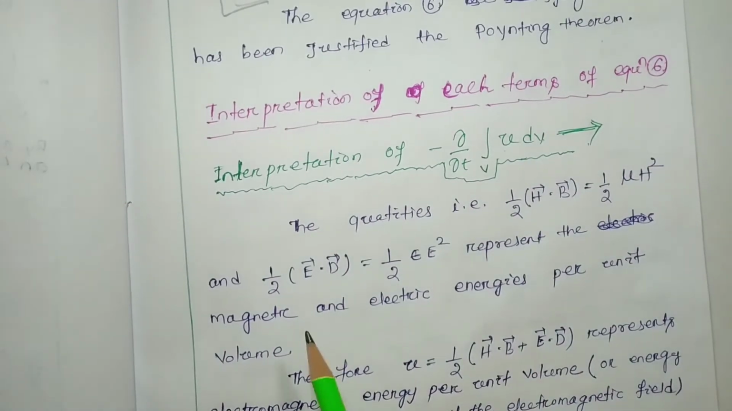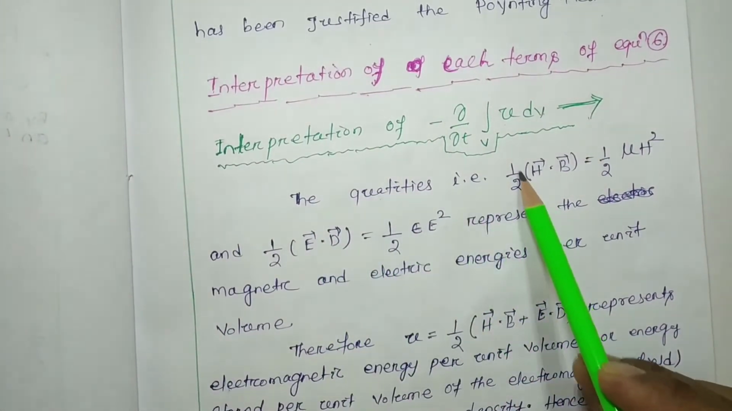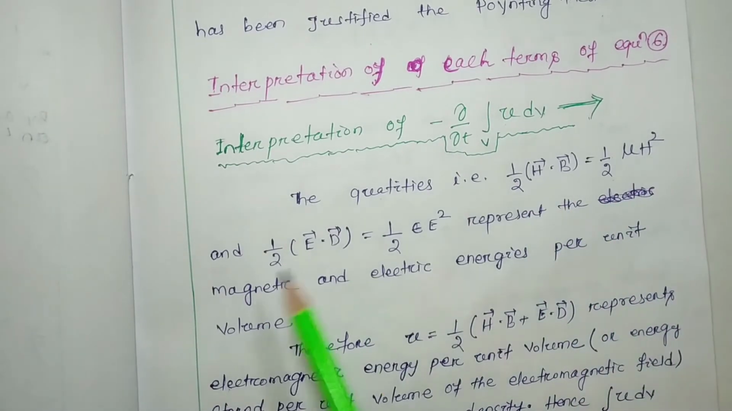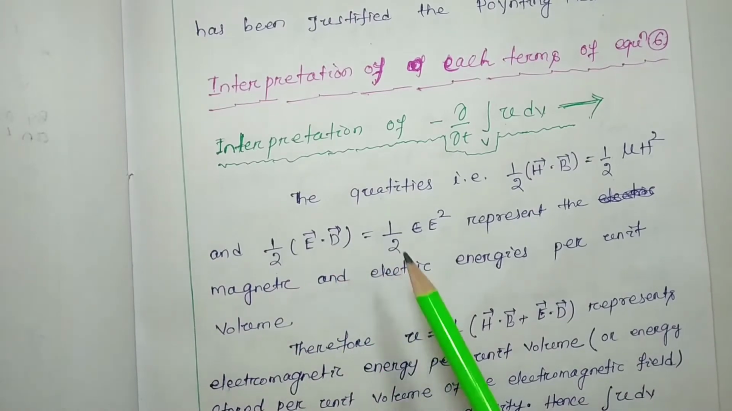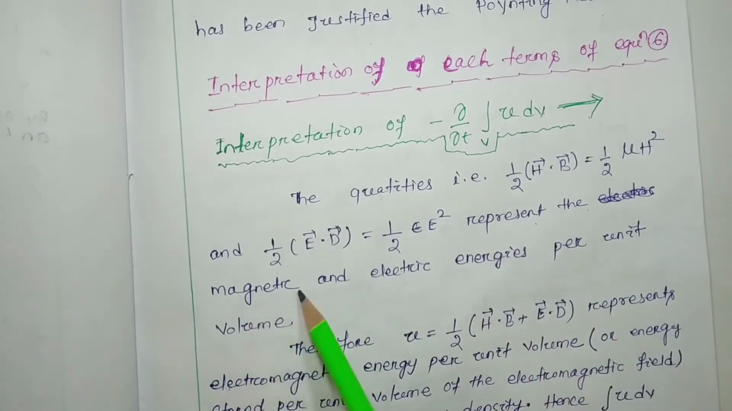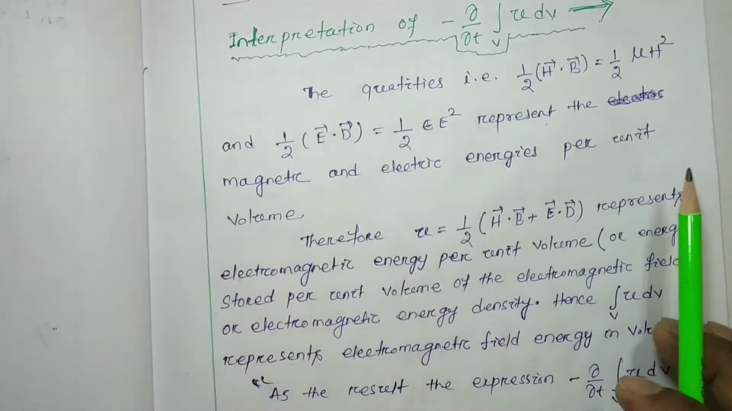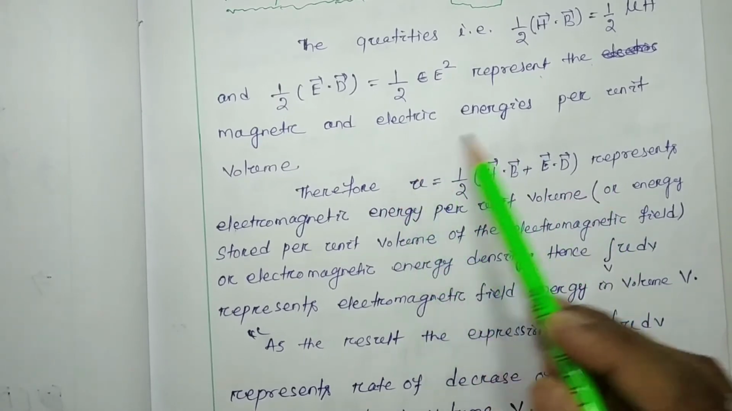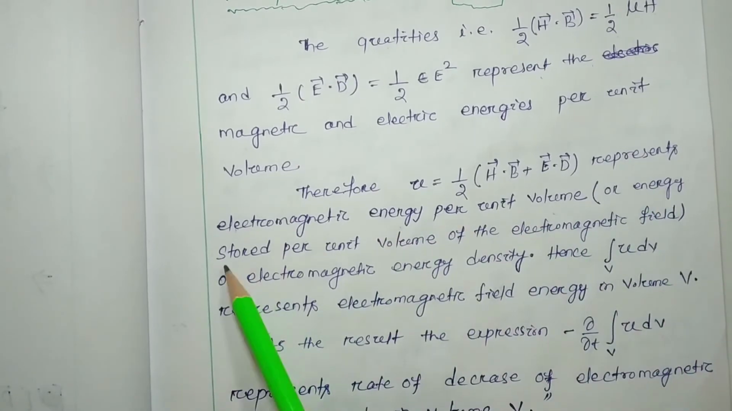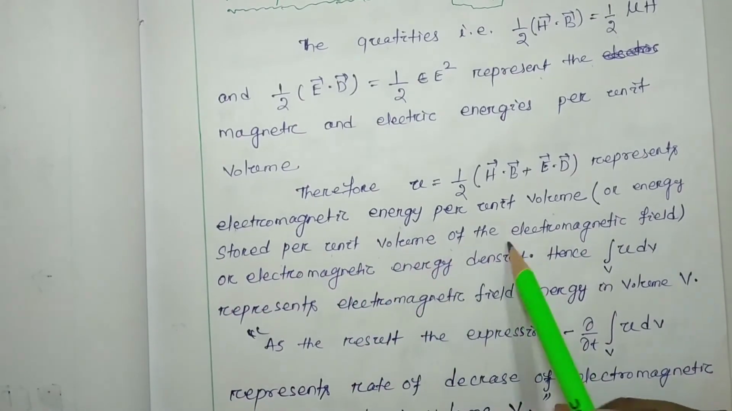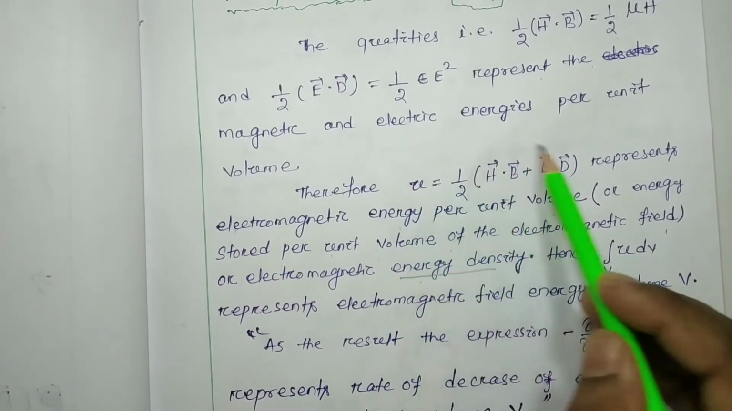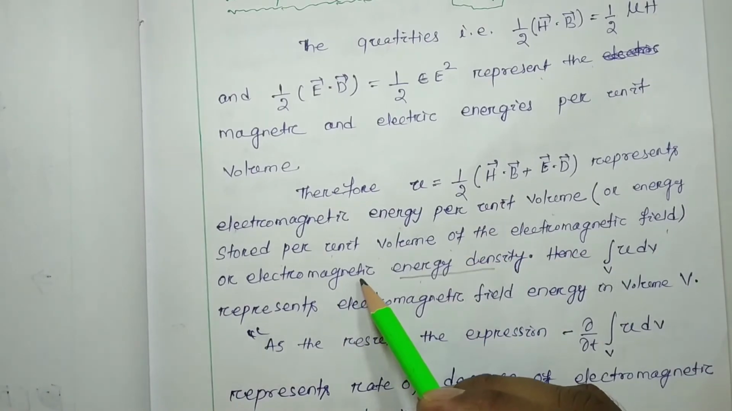Okay, so here the quantities 1 by 2 H dot B, which is nothing but 1 by 2 mu H square, and 1 by 2 E dot D, which is equal to 1 by 2 epsilon E square, represent the magnetic and electric energies per unit volume. Therefore this represents electromagnetic energy per unit volume, or energy stored per unit volume of the electromagnetic field, or electromagnetic energy density.